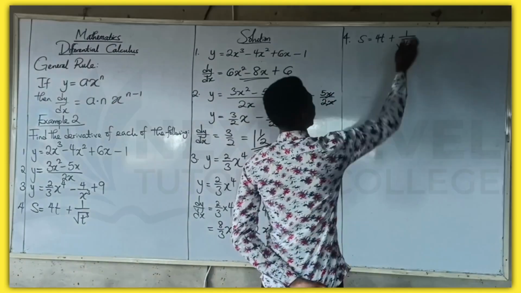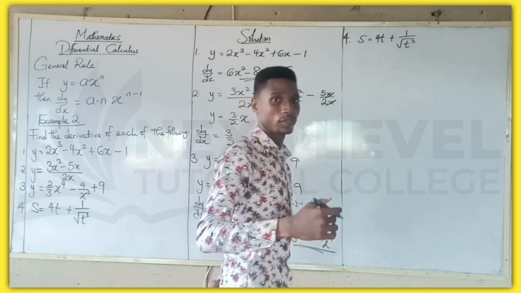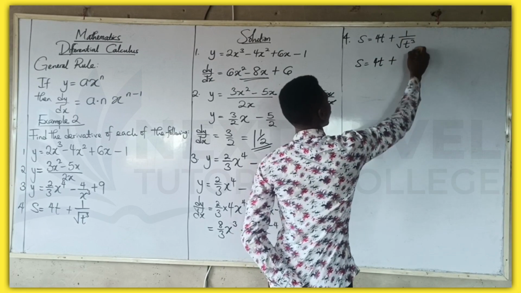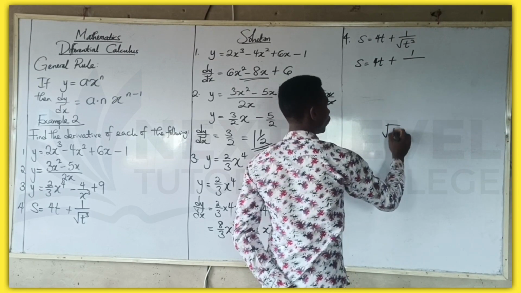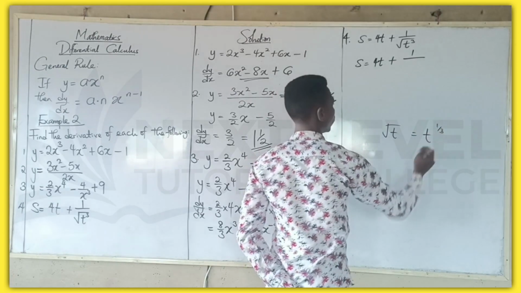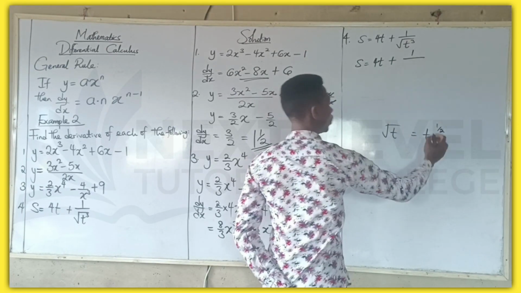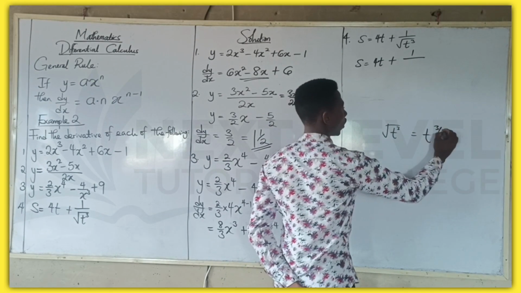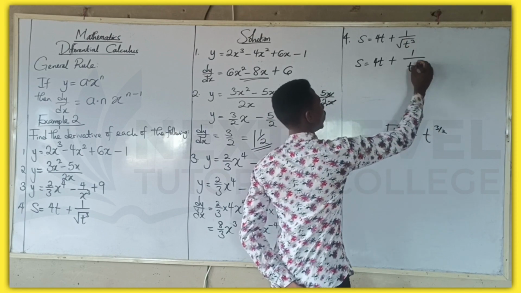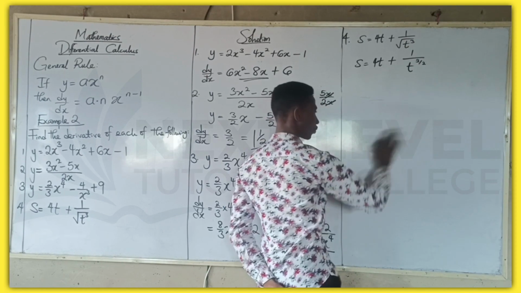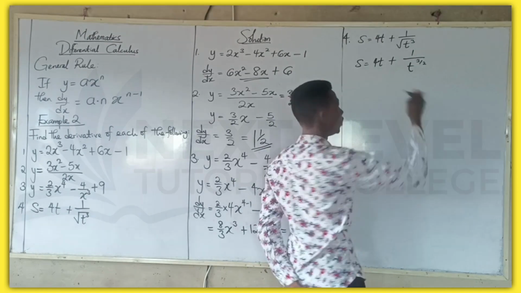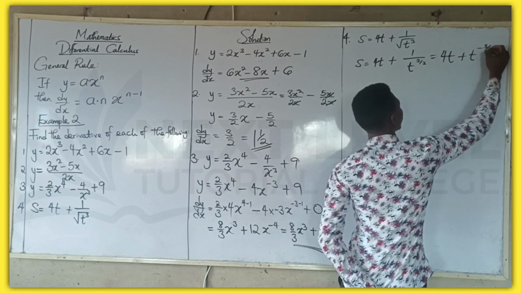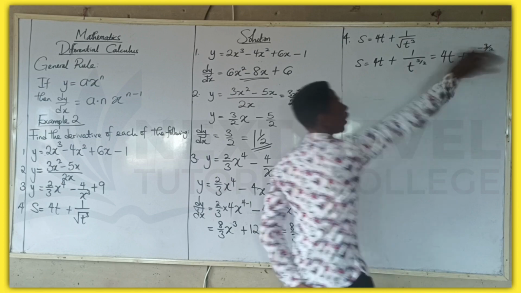So what do we do? We can make use of our knowledge of indices here now. So s will be equal to 40 plus 1 over, the square root of t is t raised to the power 1 over 2, and t is to the power 3 here. So we have 3 times 1 over 2, and that will be 3 over 2. So the whole of this is t raised to the power 3 over 2. Now, the 1 over here comes from negative indices. That will be equal to 40 plus t raised to the power minus 3 over 2. And now it's in a linear form.